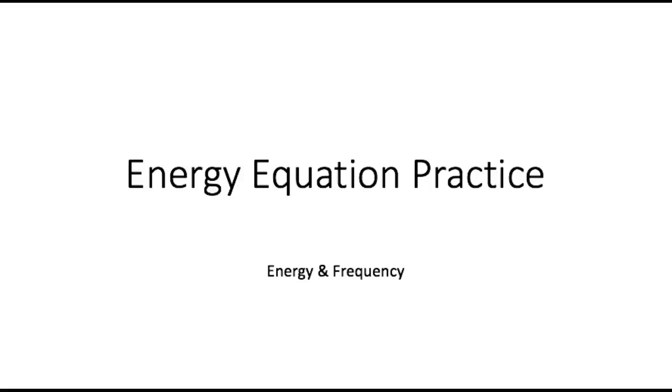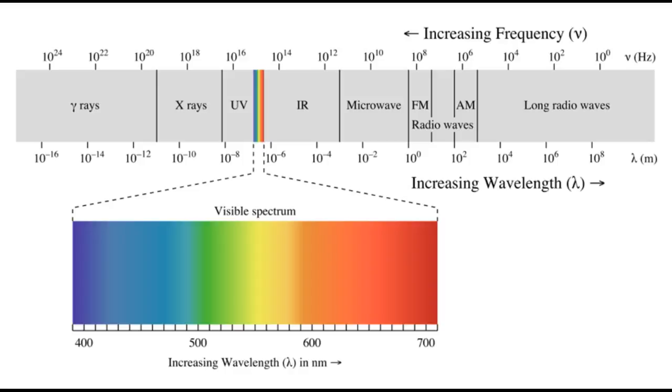Hi, in this screencast, we're just going to review some information that we know about energy and frequency and waves. So you've already seen images similar to this in previous screencasts. This is the electromagnetic spectrum. And here we can see that we have increasing wavelength in this direction, and that's opposite from the frequency. The frequency increases in the other direction.